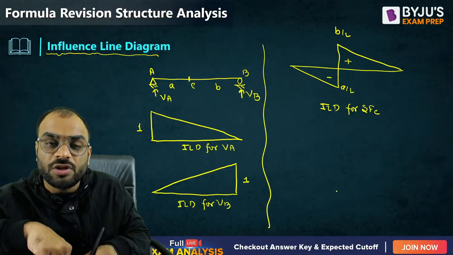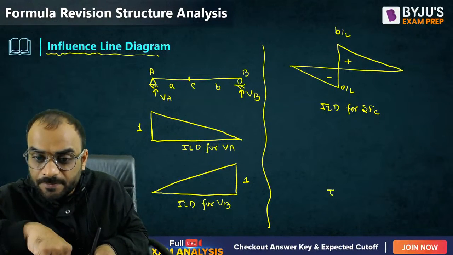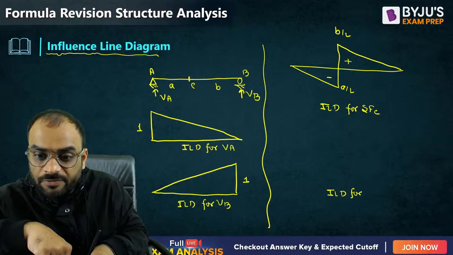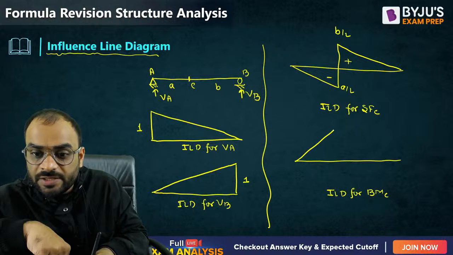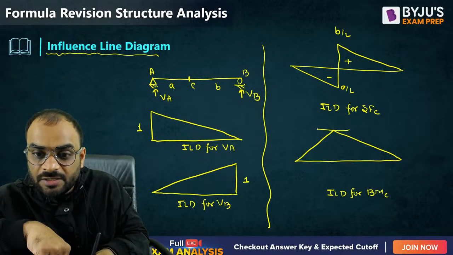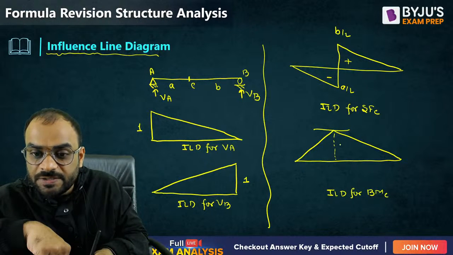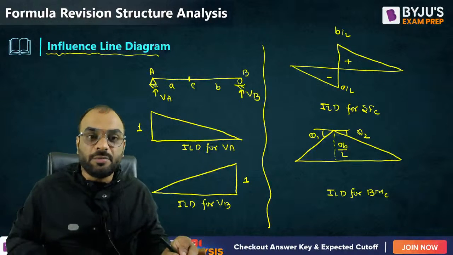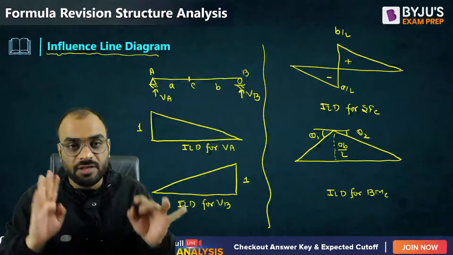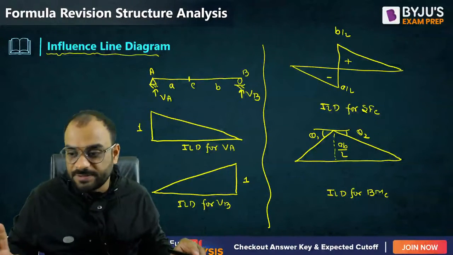Now if I want to draw the ILD for bending moment at C, it should be like this, right? And this particular ordinate is how much? It is AB by L, right? And this is theta 1 and this is theta 2. Getting a point? Please remember these things, very, very important for your examination purpose.